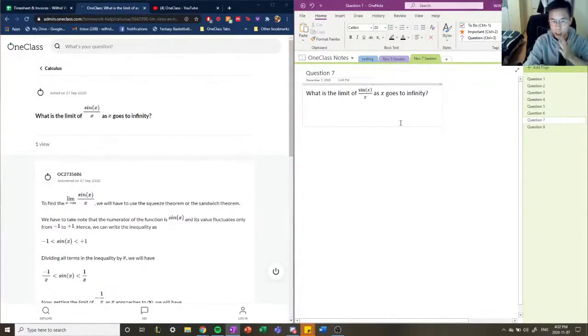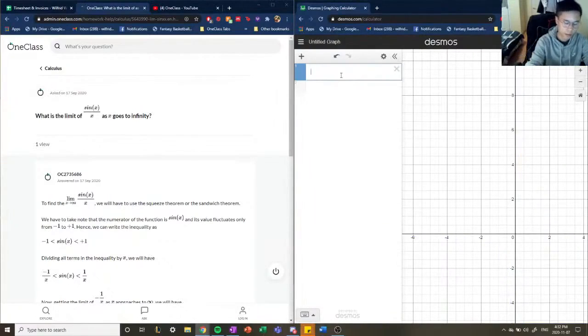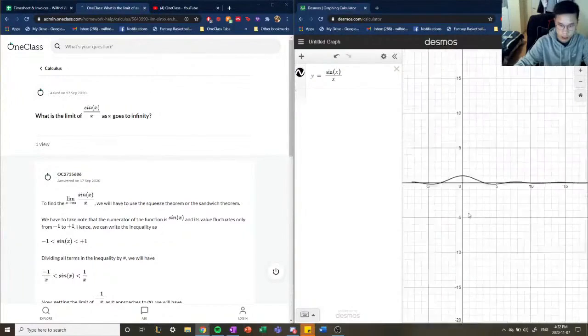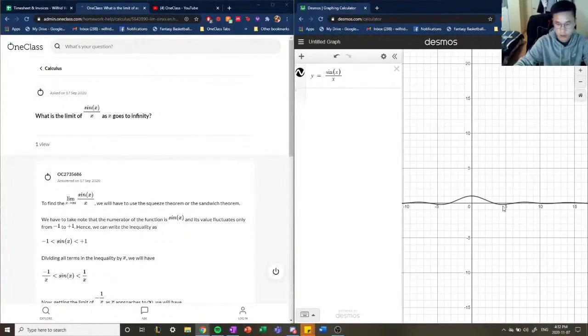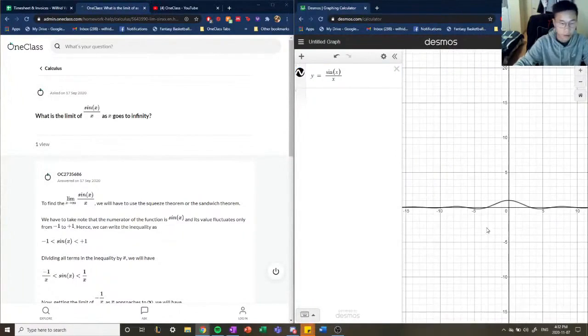All right, so what is the limit of sine x over x as x goes to infinity? Let me just graph this function for you guys too, so we have some context of what this looks like. So y equals sine of x divided by x. Okay, so this is what that graph looks like. It kind of looks like a sine graph, but you can see that the amplitude slowly and slowly and slowly decreases as we continue on.